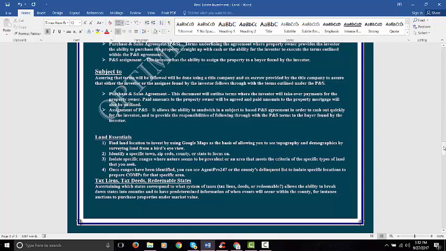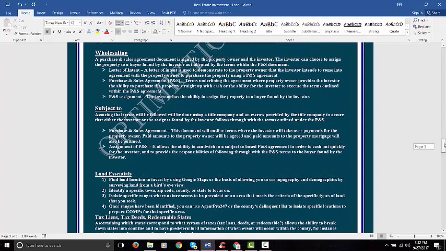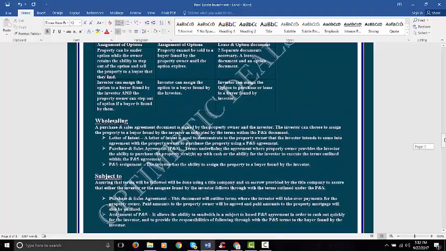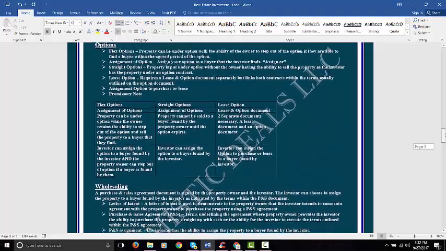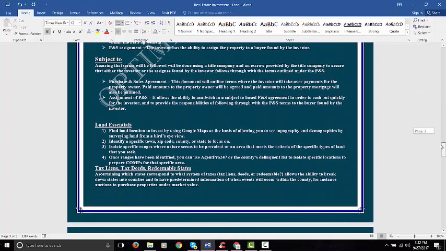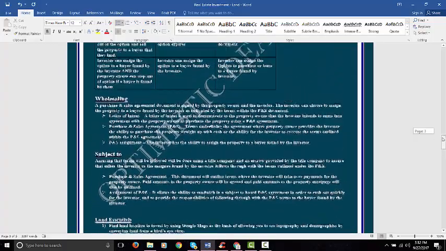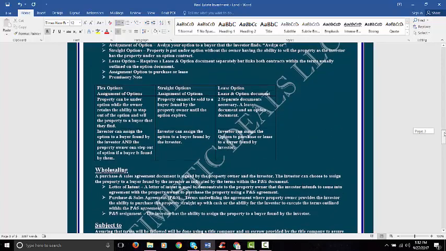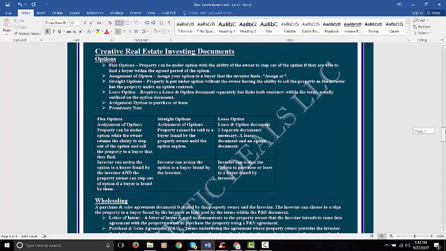Now, for tax liens, tax deeds, and anything related to tax sales, it also comes down to the state type, whether it's a tax deed, a tax lien, or a redeemable state. But I will touch upon that later. So I just want you to know that property types can be worked on with these documents.